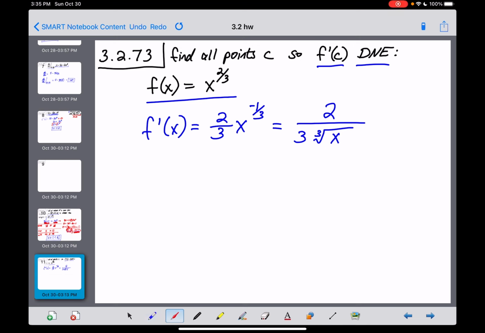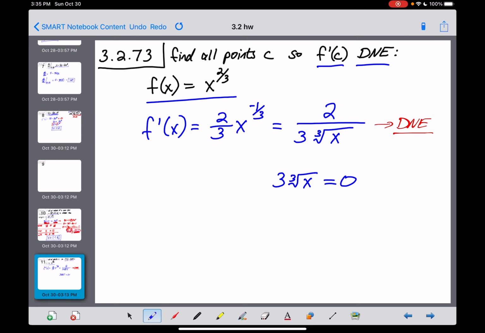And we want to know, where does this derivative now fail to exist? So what we would look for there is, all right, our derivative is a division expression, 2 divided by something. And what's the only way that a division expression ever fails to exist? That happens anytime your denominator, which in this case is 3 times the cube root of x, is equal to 0. If the denominator equals 0 here, the derivative would fail to exist.